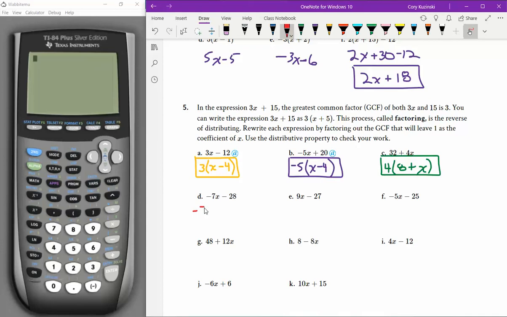Take a negative 7 out of these. Negative 7 times x is negative 7x. Negative 7 times positive 4 is negative 28. Both of these are divisible by 9. It'd be nice if they gave us one. Oh, there it is, k. Yeah, we'll get to one that doesn't have the lead coefficient always be the greatest common factor. So 9 times x and 9 times negative 3.